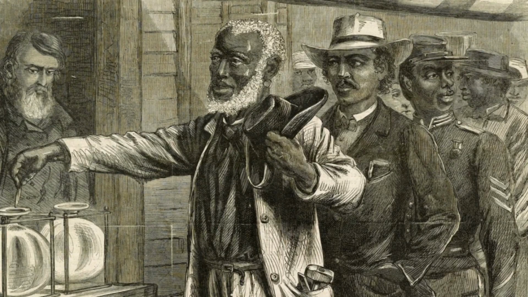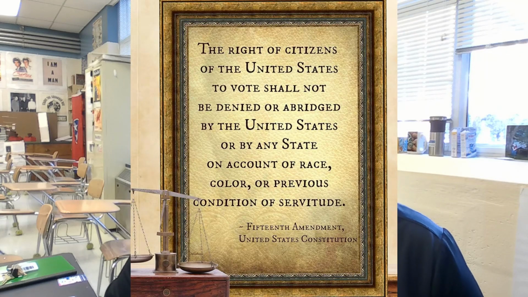The final Reconstruction Amendment is the 15th Amendment. Ratified in 1870, it sought to protect the right to vote by prohibiting the federal and state governments from denying a citizen the right to vote based on race, color, or previous condition of servitude.